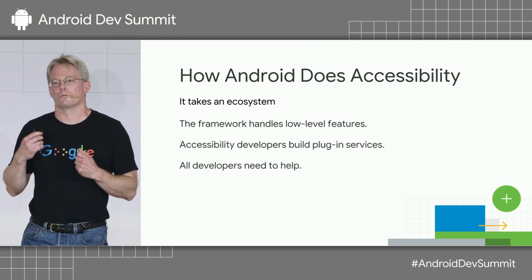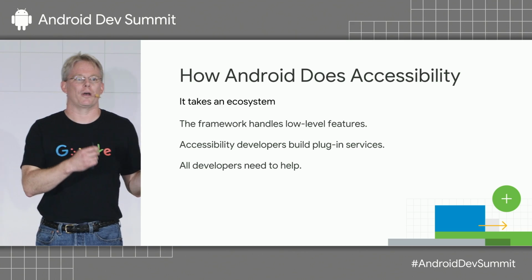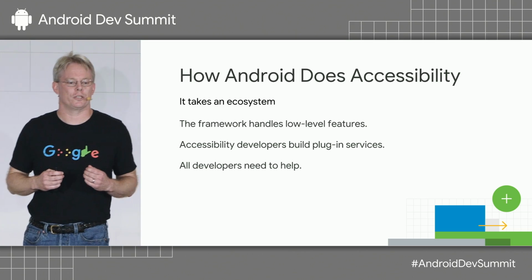Accessibility developers, people who work on accessibility services like TalkBack, Switch Access, Voice Access, and Select to Speak, build these plugin services. The idea is that they will generally have a particular type of user in mind, and they'll really understand what those users need and what their challenges are, and try to build something that works for them. But they can't do everything on their own. If somebody is blind, you need to be able to speak what's on the screen. We need to find out from the apps what's actually going on in the UI, and that's where we really need the help of the entire ecosystem and all developers.